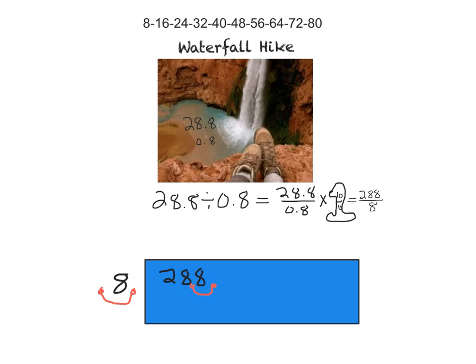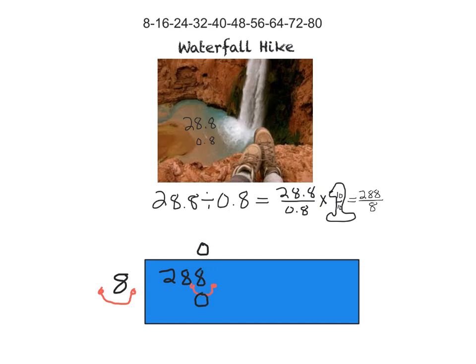So next thing I'm going to do is go, okay, how many times can 8 fit into 2? And it really can't, right? But can it go into 28? And you bet it can. So I'm going to try and get the 28 alone, and I'm going to do that by multiplying up here by 0, right? And anything times 0 will give me 0 down here, right? So 0 times 8 gives me 0 in this column right here, the ones column.